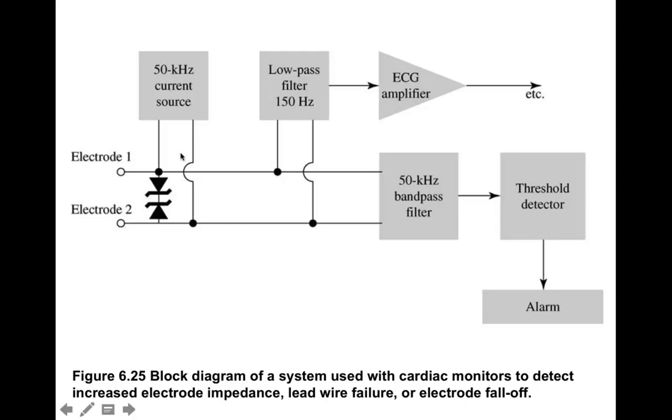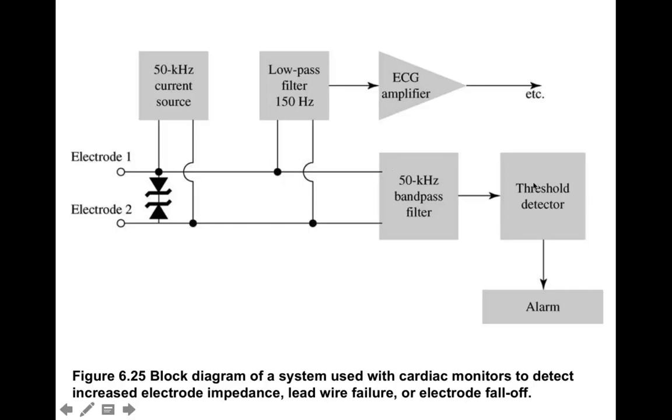Here is a block diagram of a signal chain used with a cardiac monitor, and it shows some of the protective circuits. You can see here's your over voltage protection between the two different electrodes. You have a low pass filter, you have a band pass filter.